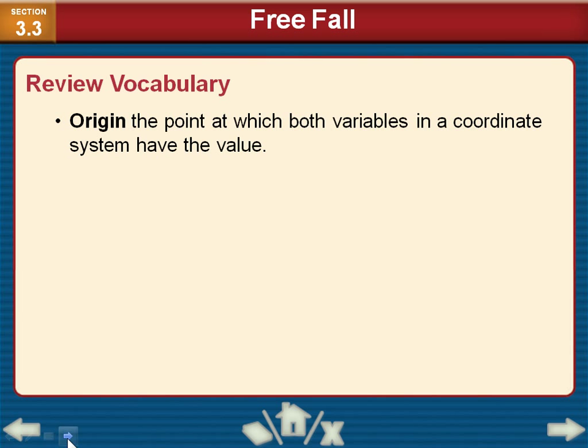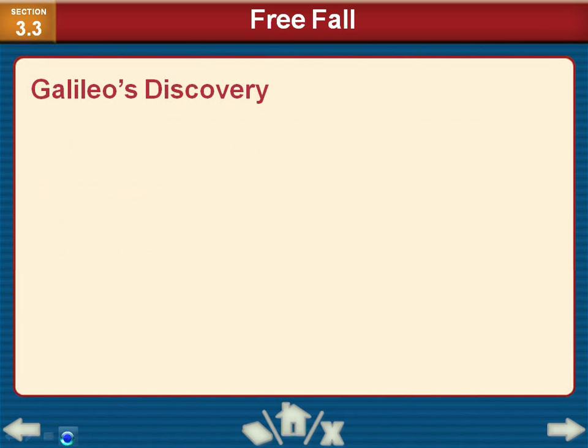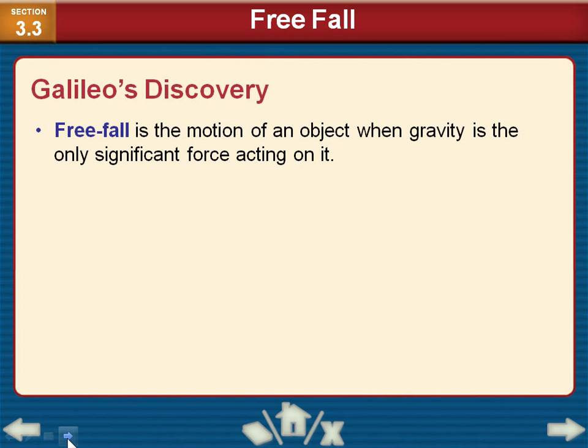Origin. Origin is a point at which the variables have a coordinated system value. We're going to look at free fall. We're going to look at free fall acceleration. Galileo was one of the first guys to really look at this idea of free fall when it's just gravity.